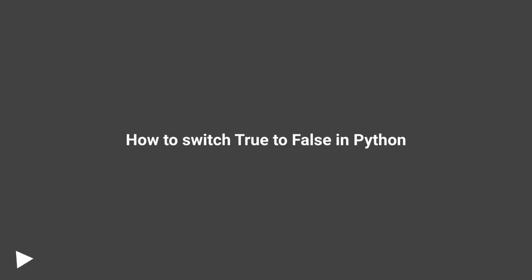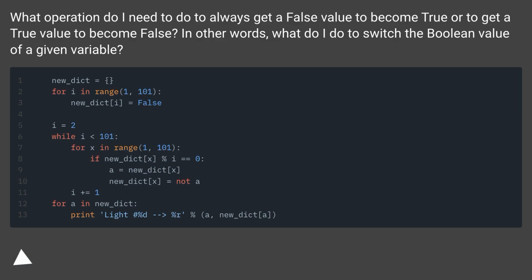How to switch true to false in Python. What operation do I need to do to always get a false value to become true, or to get a true value to become false? In other words, what do I do to switch the Boolean value of a given variable?